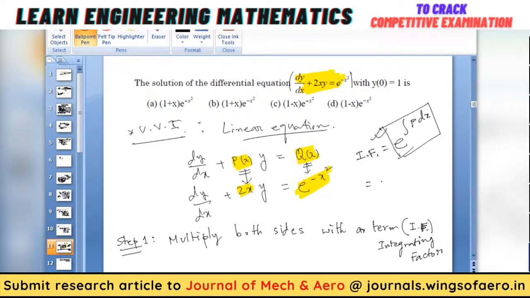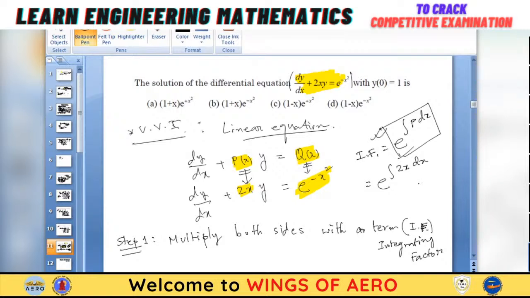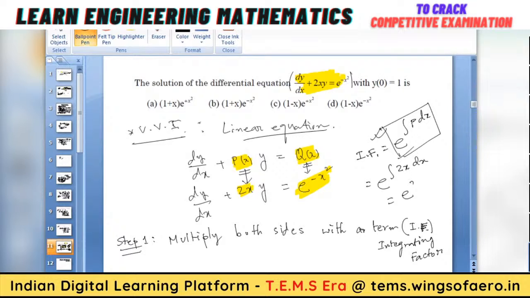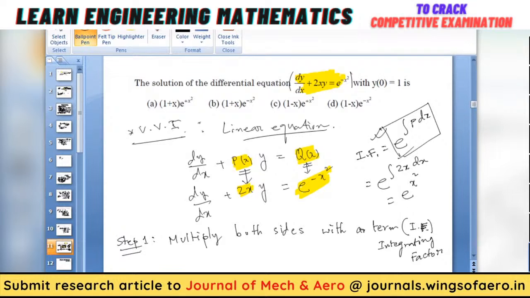So IF is e to the power integration of, what is P here? 2x dx. So it means e to the power 2 into x square by 2, so it means x square. Am I right or not? Did you understand this step? If you don't understand this step, then tell me, I will explain it again.